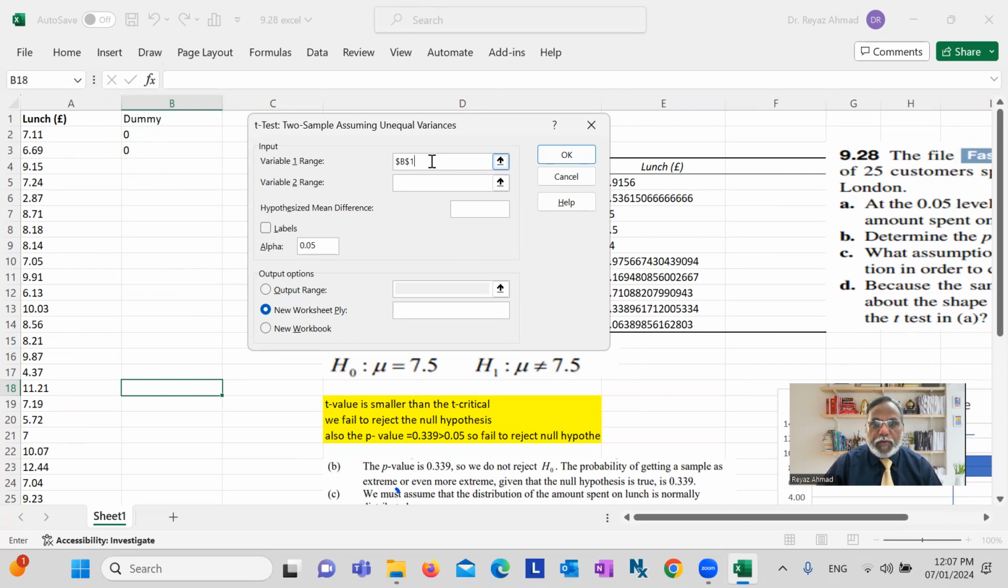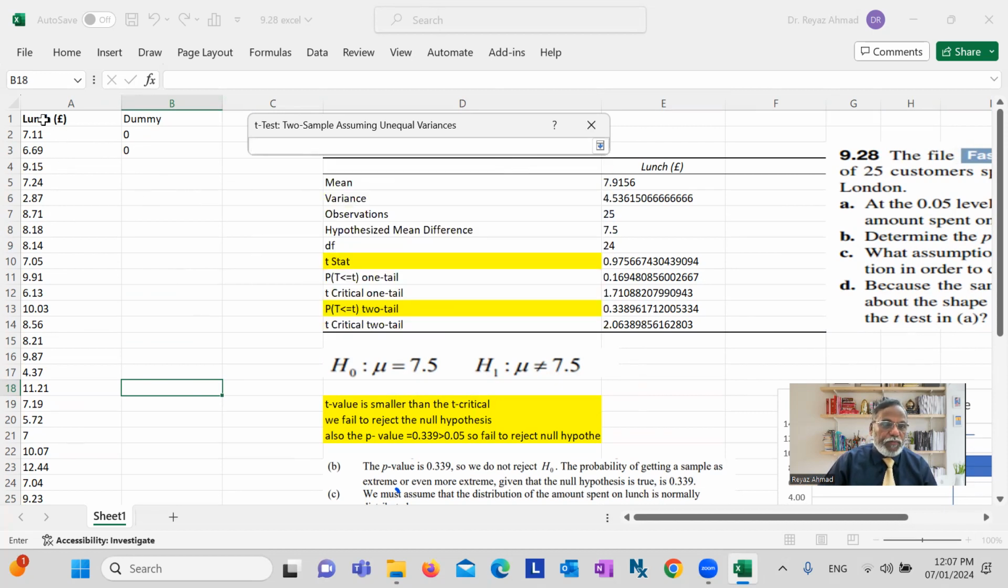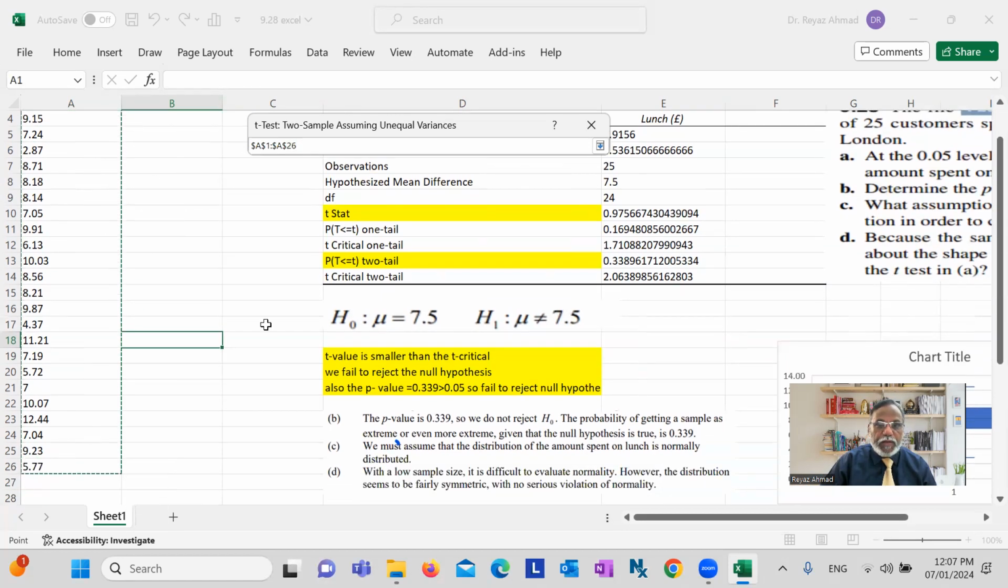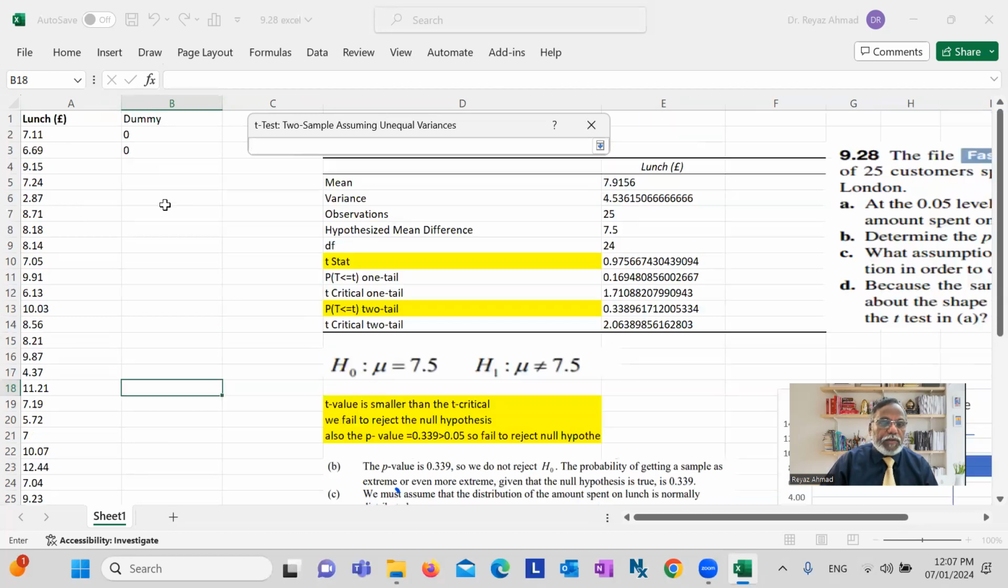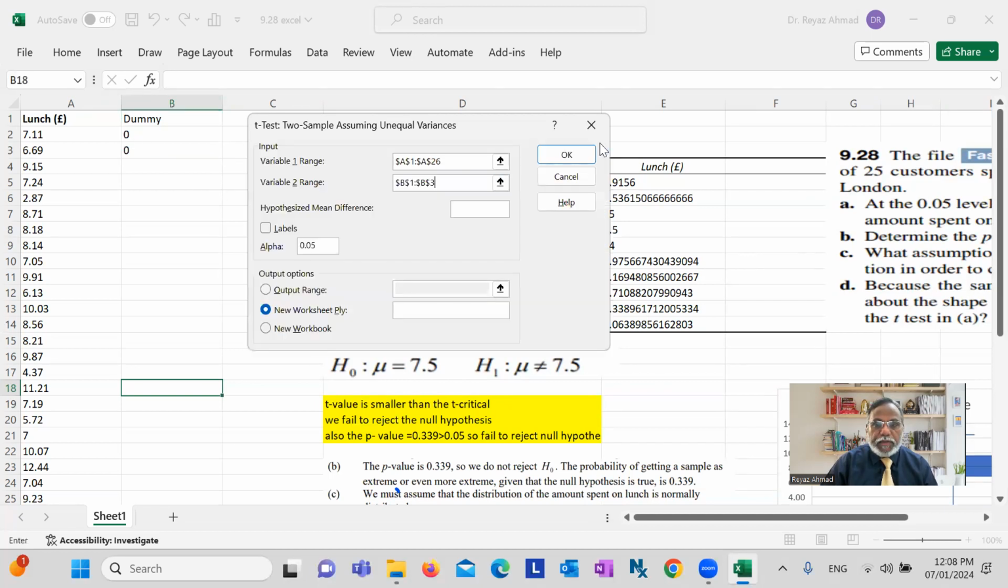Once I have used this dummy variable, I will go to use my data tool, starting with this variable 1, the first variable I will be selecting first. So this is my first variable with the title. So I choose this. So I have already selected this. Then I will go to select the second variable here, which is this dummy. This is enough. And I did it.